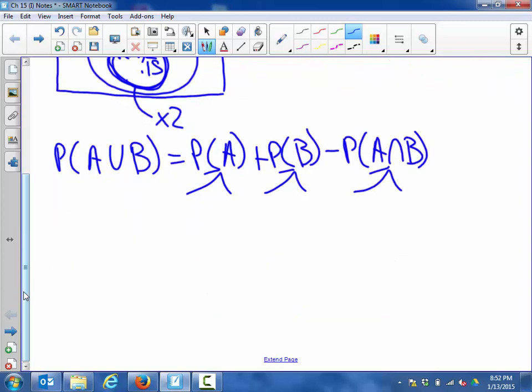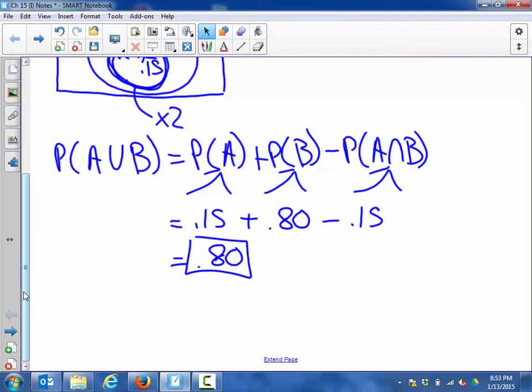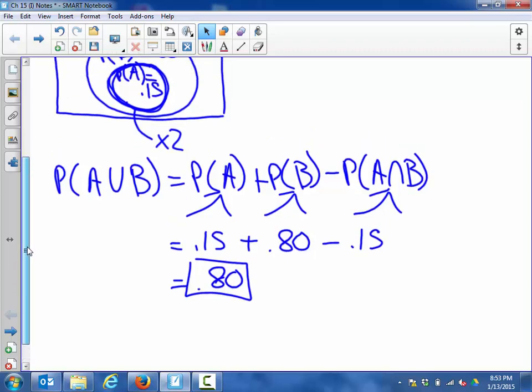So our general addition rule, which is in blue that you're looking at right now, says that to answer this problem we have a 15% chance of brown plus an 80% chance of not blue. Subtract off when they both happen, which is the 15%, which takes you to a final answer of 80%. And there you go. And that should conform to our expectations.